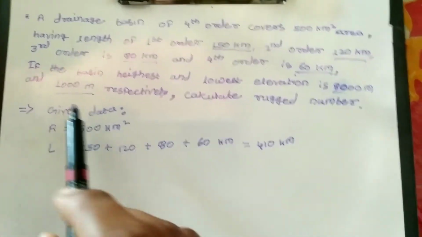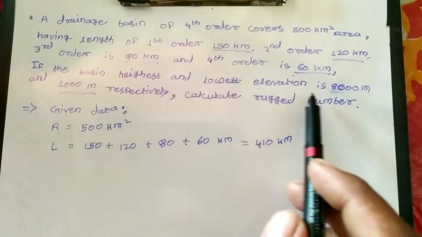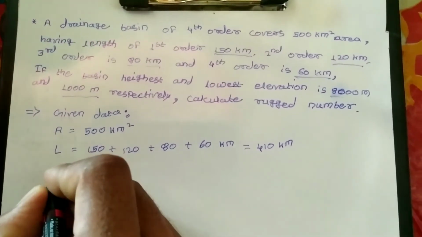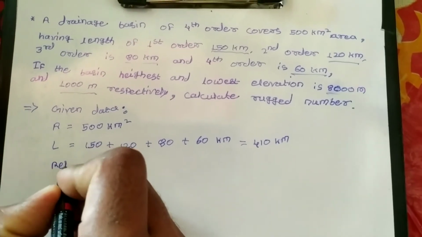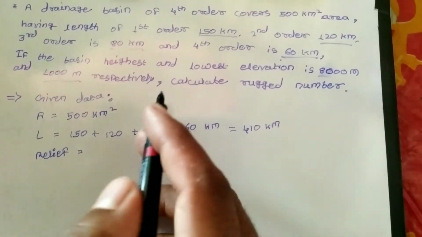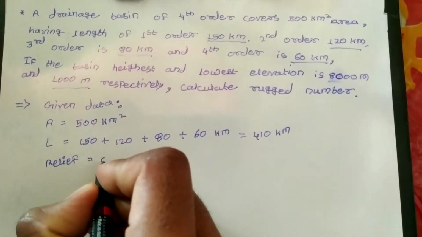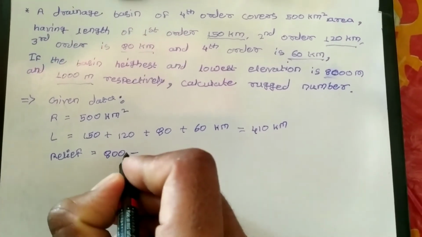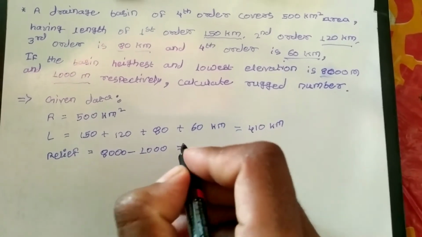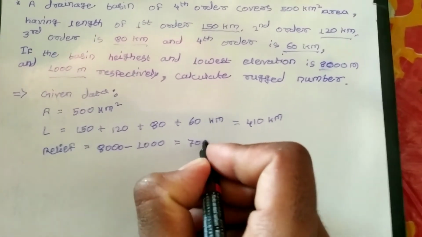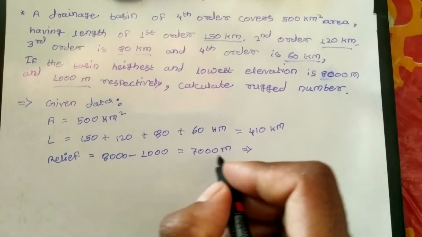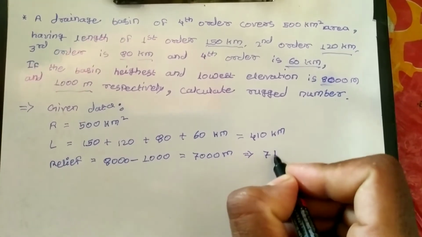And next, the basin's highest and lowest elevation is given. Highest and lowest elevation means relief. Relief means the difference between highest and lowest elevation, that is 8000 minus 1000 meter, equal to 7000 meter. If we calculate in kilometer, then we get 7 kilometer.